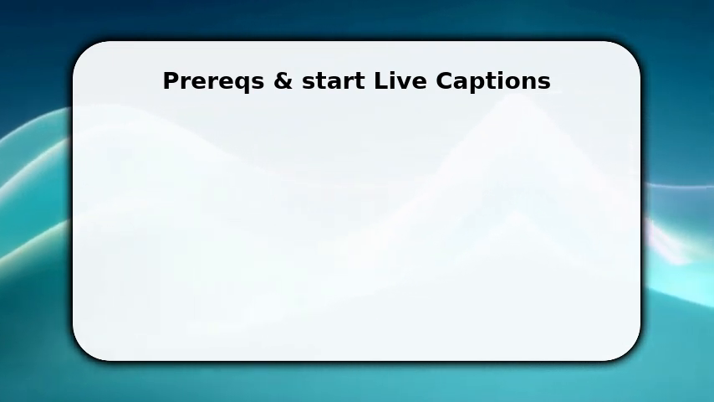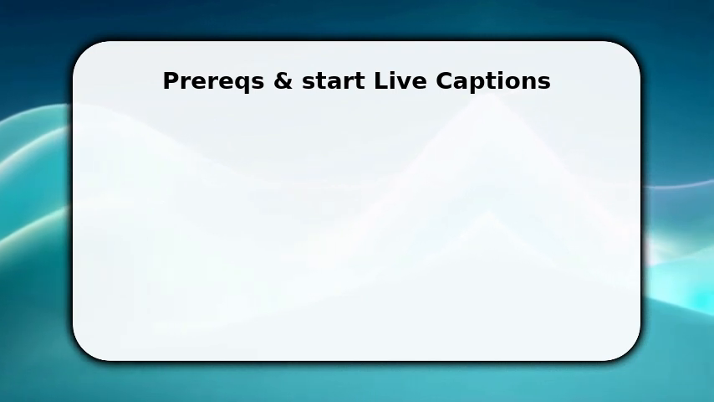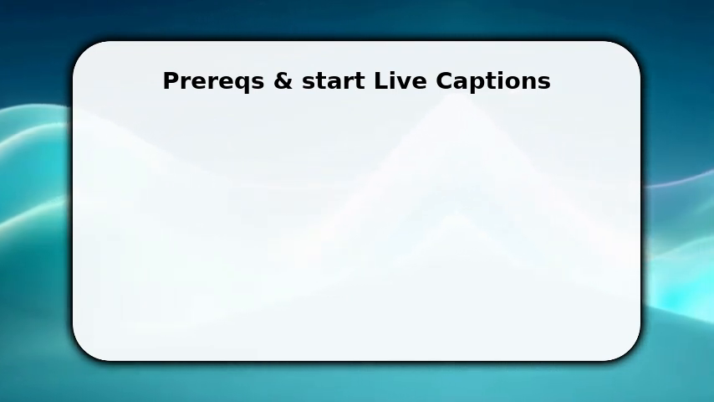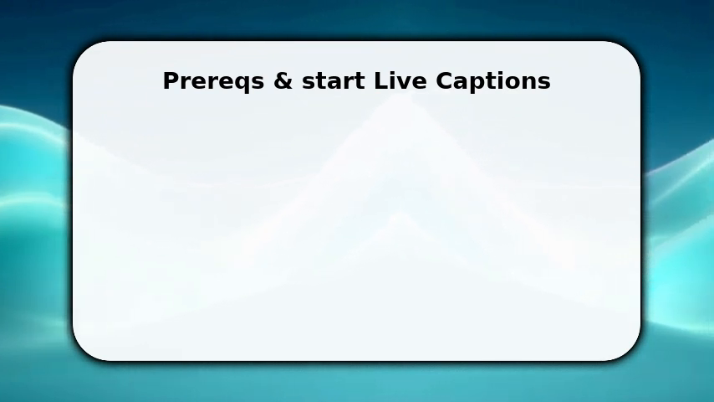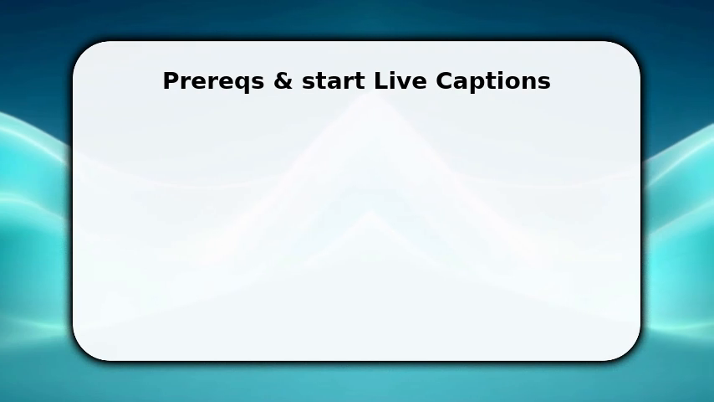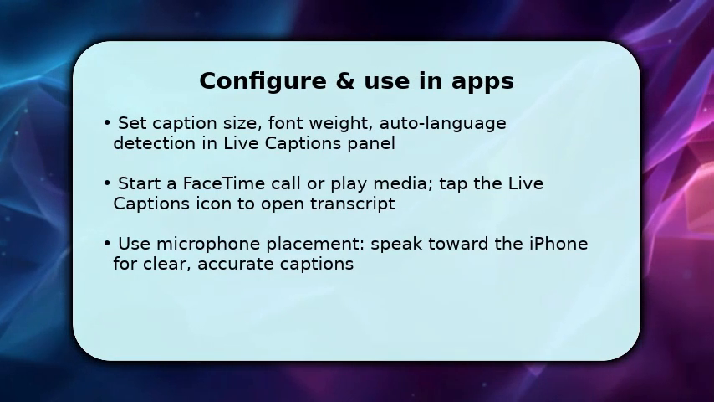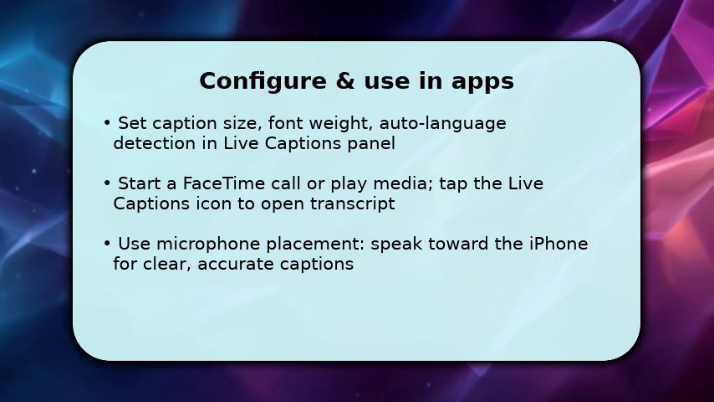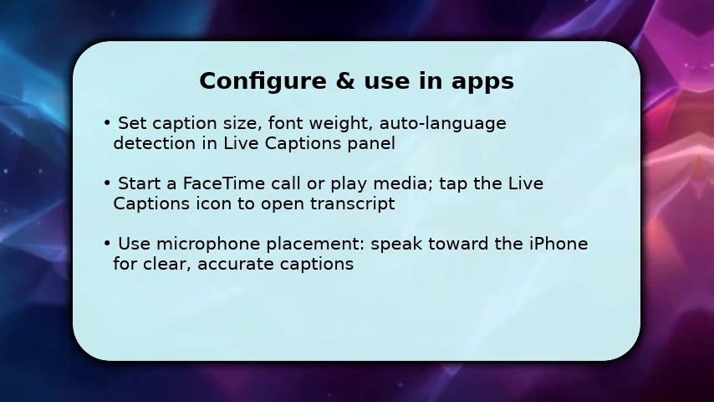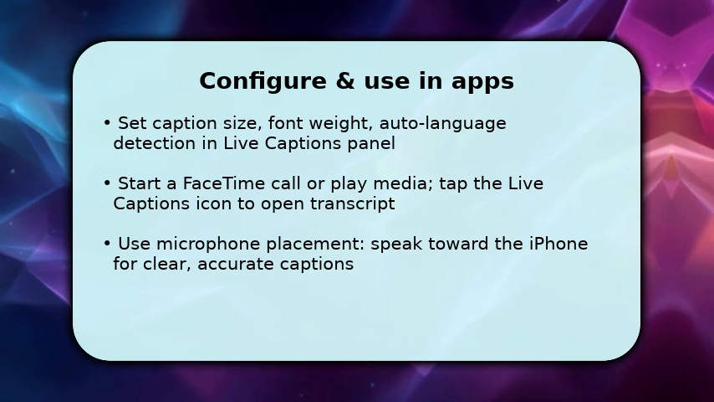While that happens, adjust caption size and language. These controls change readability and accuracy. Once done, you're ready to use live captions in calls, media, and live audio. You now configure detailed settings. Choose caption size, weight, and whether auto language detection is active, because these directly affect reading speed and recognition.